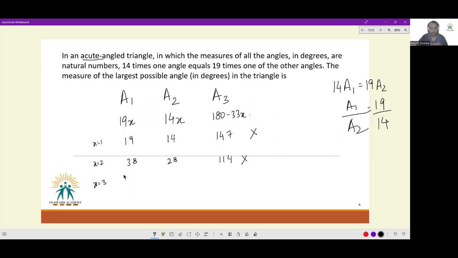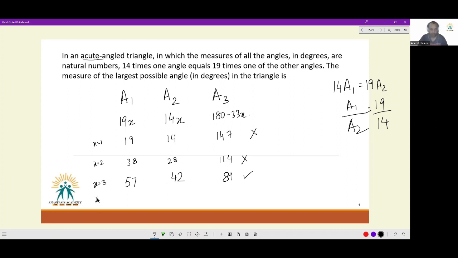How about x equal to 3? This will now become 57. This will become 42, 99, 81. All three angles are indeed acute angles. This is an acceptable case.